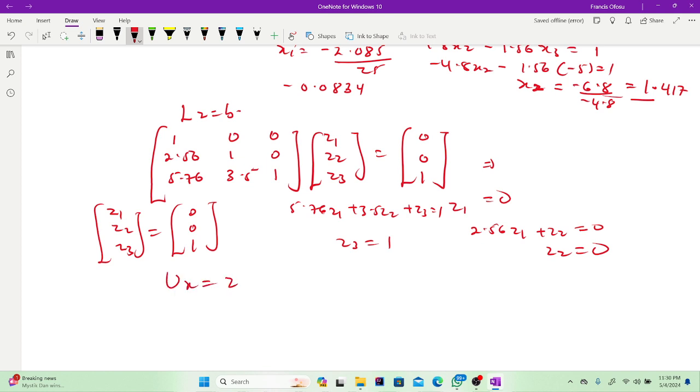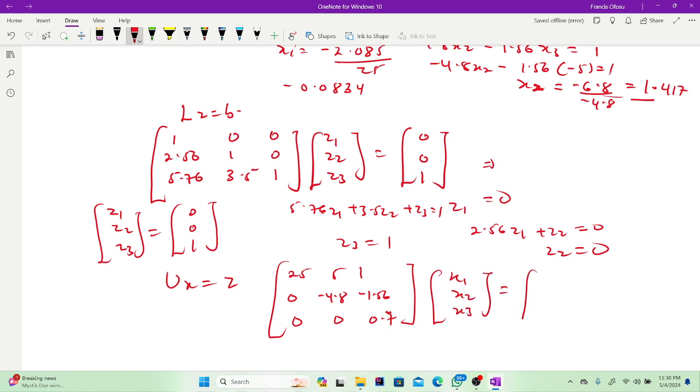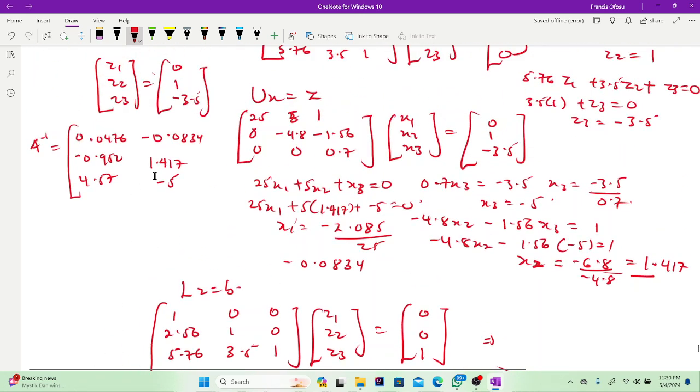UX is equal to Z. So from here, my U is what? As usual, 25, 5, 1, 0, negative 4.8, then I have negative 1.56, and I have 0, 0, 0.7, like this. So this multiplying our x1, x2, x3 is equal to 0, 0, 1. So what do we get? But before then, we have to reproduce this here so that we don't forget. We are still adding up.